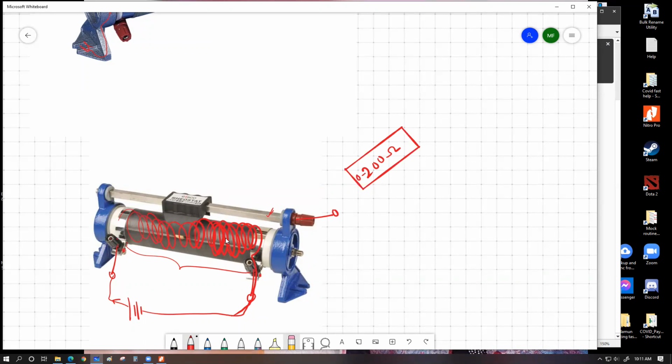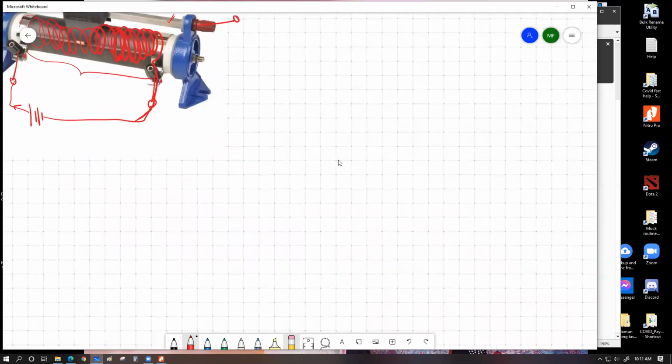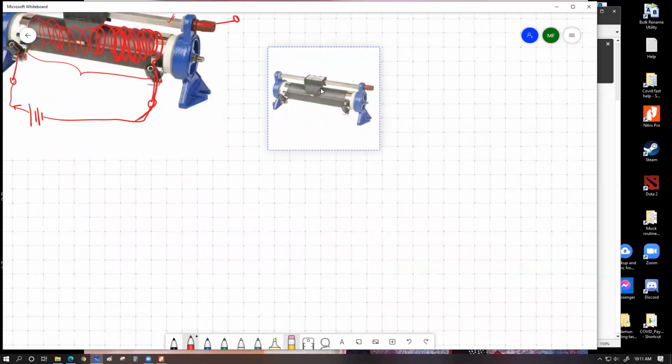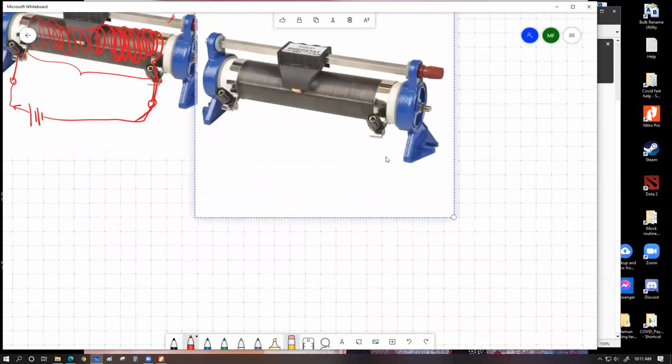But that doesn't actually give us a variable resistor. So how do we get the variable resistor? The variable resistor can be like this. Let me try to show you.